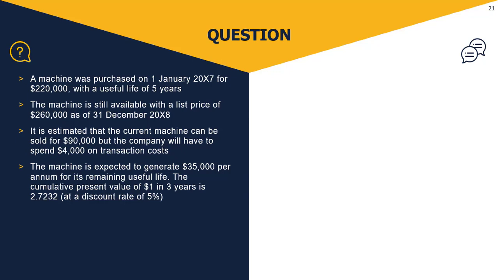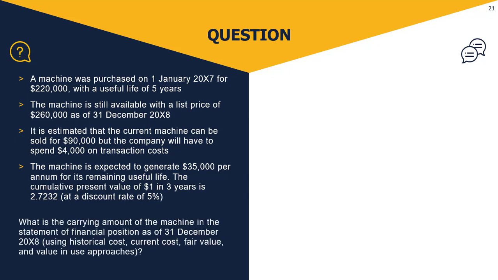Whenever you're asked to calculate value in use, the chances are you will be given a discount factor, and we're given the discount factor here, so we'll be able to use it. What we're asked to do is calculate the carrying amount of the machine using all of the different measurement bases. So what's the carrying amount of the machine in the statement of financial position at the end of December X8, which is 2 years since acquisition, using historic cost, using current cost, using fair value, using value in use. So we'll do each one.